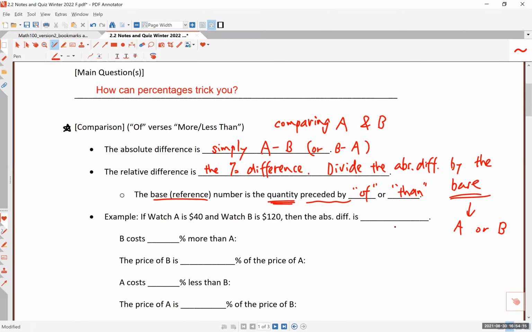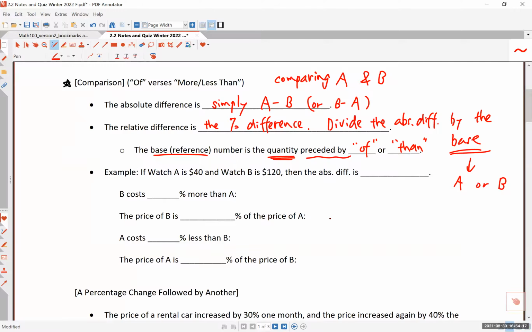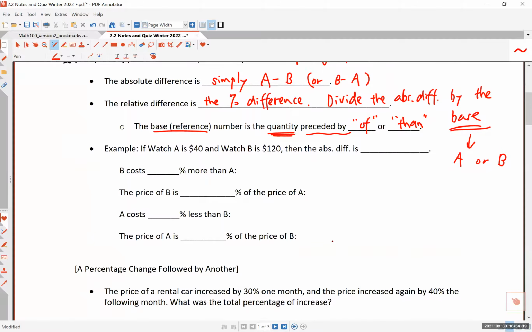Okay, so let me give you an example. We looked at this a little bit last time, but let's say you have two watches, okay? Watch A, the kind of watch I carry, which is rather cheap. Let's say it's $40. And then watch B is $120, the type my daughter wears, okay? Then the absolute difference is simply the difference between 120 and 40. That's $80. Okay, that is called the absolute difference. It's just a numerical difference between A and B.